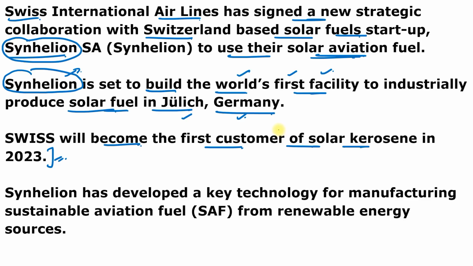because as per the agreement, Swiss Airlines will support the commercial fuel production facility of Synhelion in Spain also. And the process uses concentrated solar heat to manufacture syngas, which can then be synthesized into carbon neutral kerosene using a standard industrial process. And Synhelion has developed a key technology for manufacturing sustainable aviation fuel from renewable energy sources. And this sun to liquid fuel will only produce as much carbon dioxide as is used in its manufacture. And this fuel will contribute to effectively decarbonize air transport.